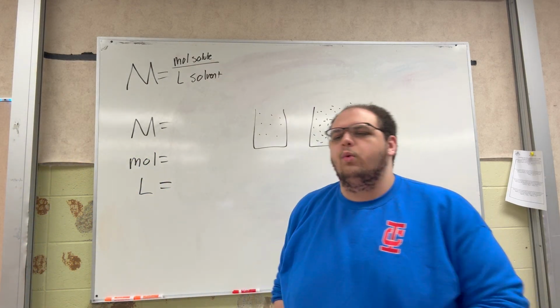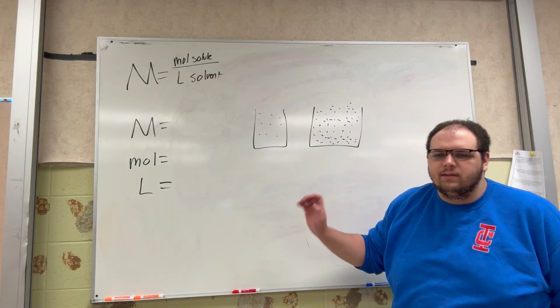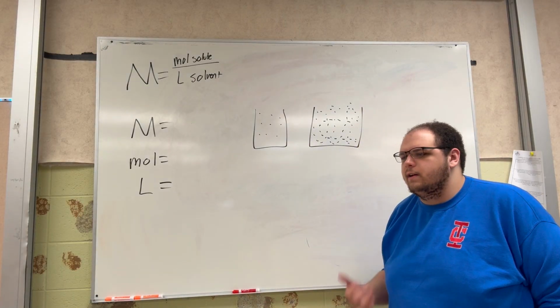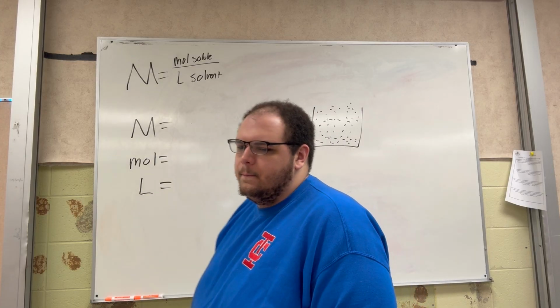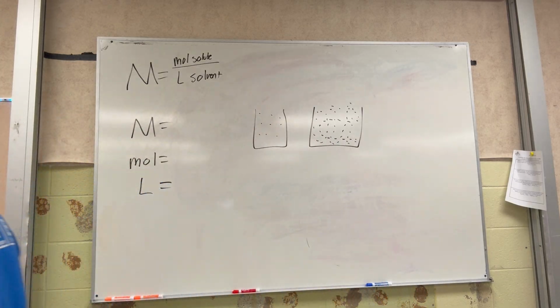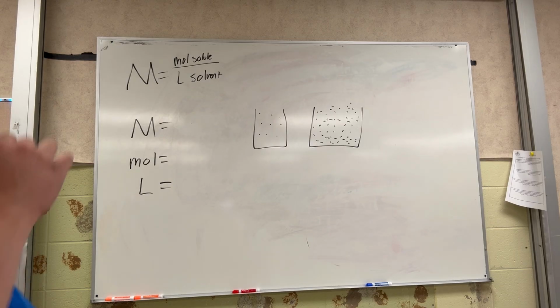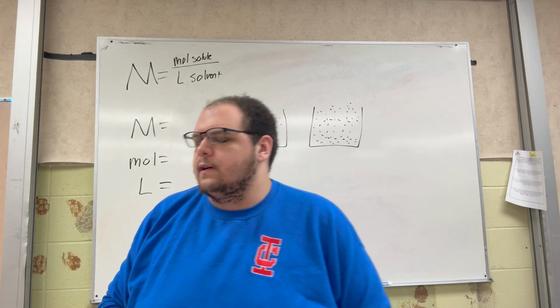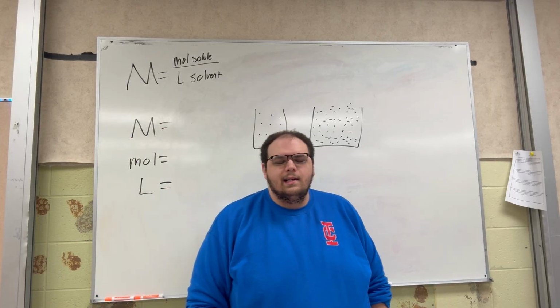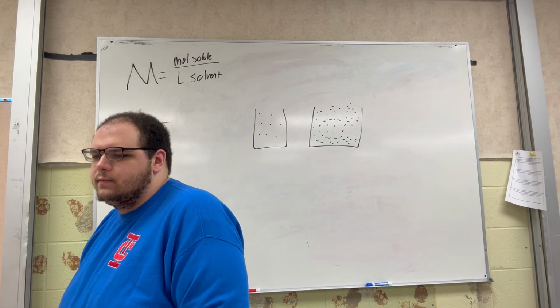And on Monday, that worked for us. We could simply say, oh, that one's going to be dilute, this one's going to be concentrated. But today, we're going to add some stuff to that. We can't just be as vague as we were on Monday. We're going to get a little more specific. Today, we're going to learn how to count some dots.